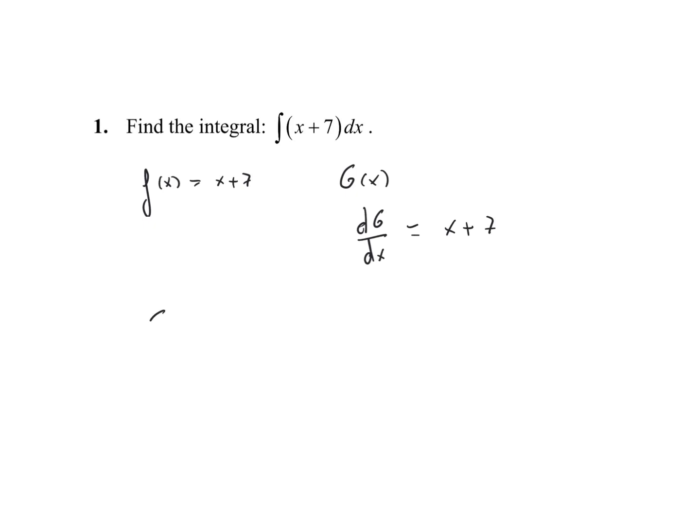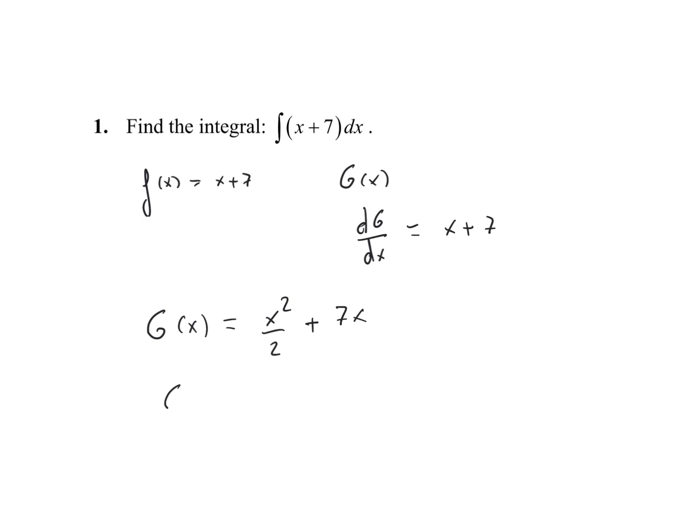G of x must be a function whose derivative is f of x. What is the function whose derivative will produce the x? X squared divided by 2. And what is the function that will produce a 7? Well, 7x. Now we can check.